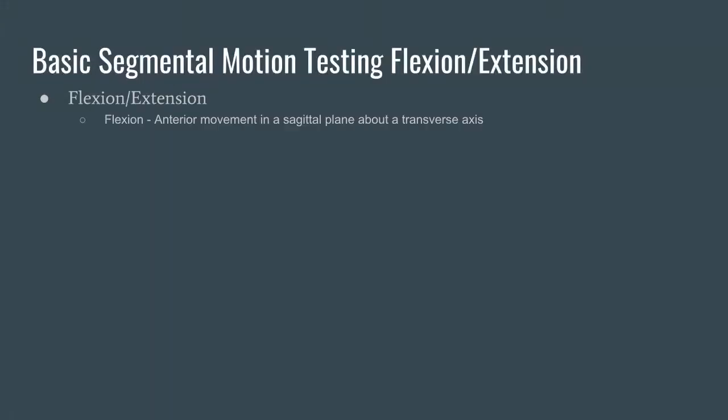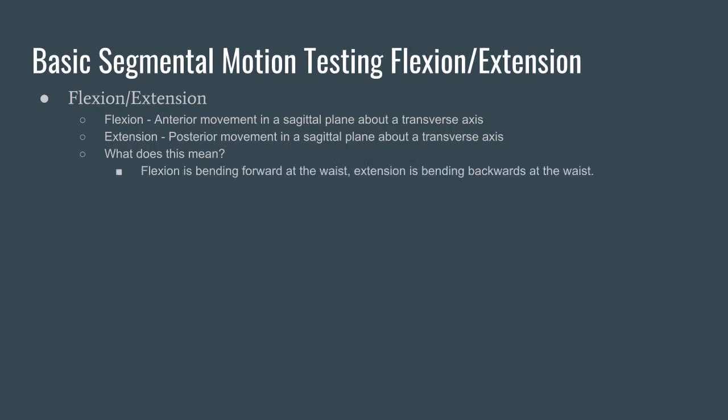Flexion and extension. Flexion is the anterior movement in a sagittal plane about a transverse axis, and extension is posterior movement in a sagittal plane about a transverse axis. What does this mean? An easy way to conceptualize this is flexion is bending forward at the waist and extension is bending backwards at the waist.